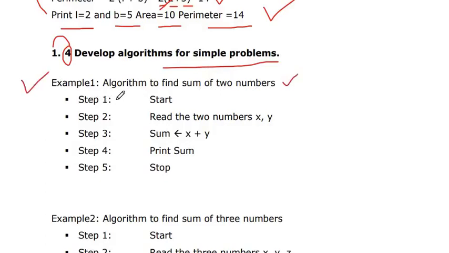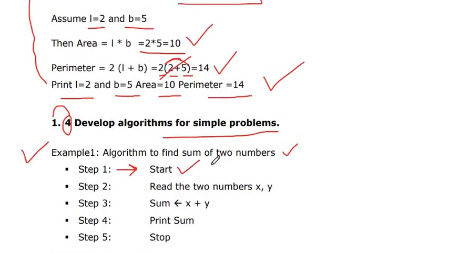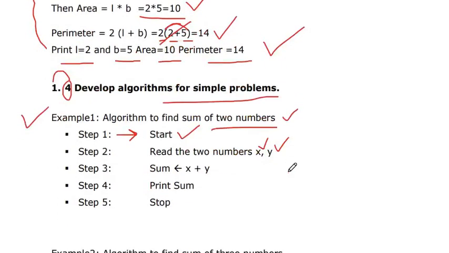Step 1. Step 1 always starts with start. First we have to write start. In step 2 we have to write the reading operation. Now we have to read the values. So here, two numbers means we have to read the two numbers. Let us say x is one number, y is another number. In the third step we have to find the sum of the two numbers by using this statement: sum is equal to x plus y, or sum reverse arrow of x plus y. X plus y implies sum, right? Next, what is the fourth step?